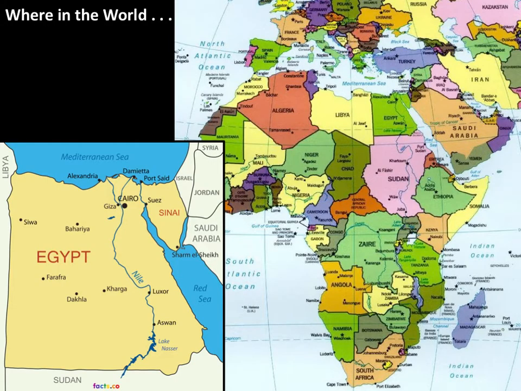A lot of the architecture of ancient Egypt was affected by its geography. So I want to point out that we're talking about the northeastern corner of the continent of Africa. And there in the left-hand corner, I've given you just a map of Egypt proper. And of course, the most important area in Egypt is along the Nile River.